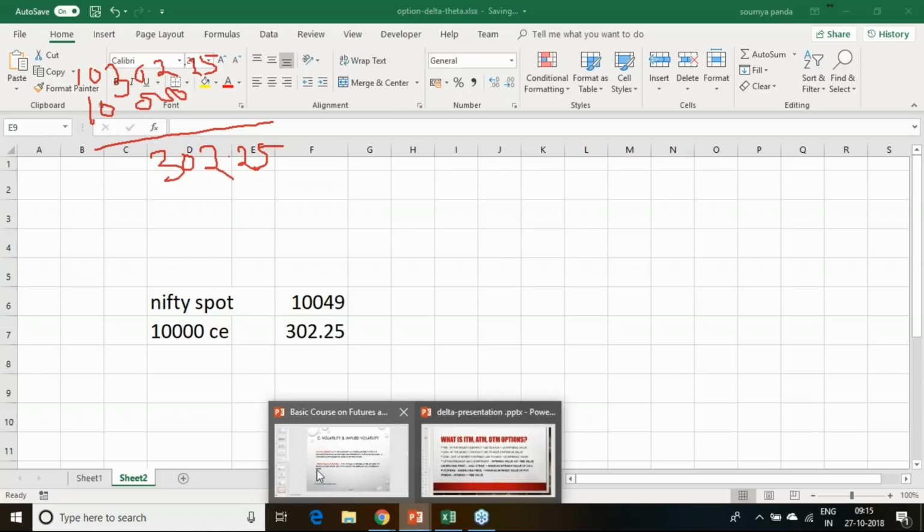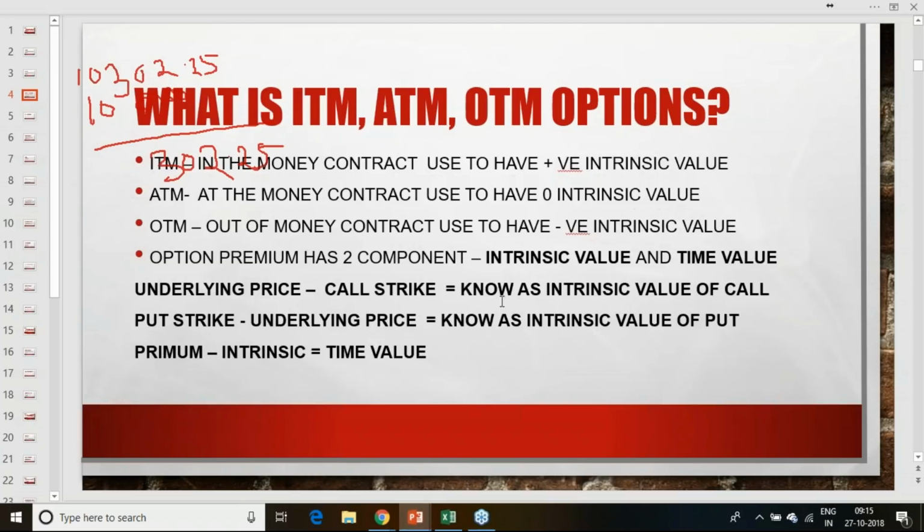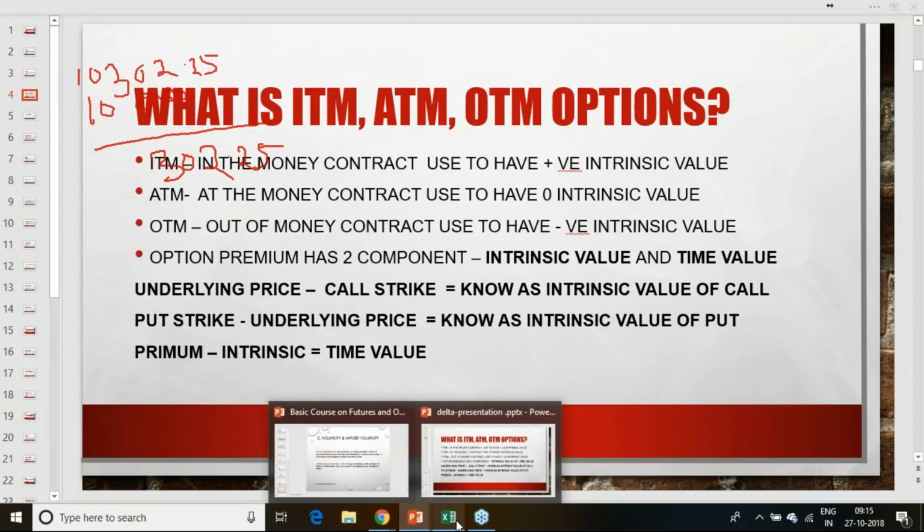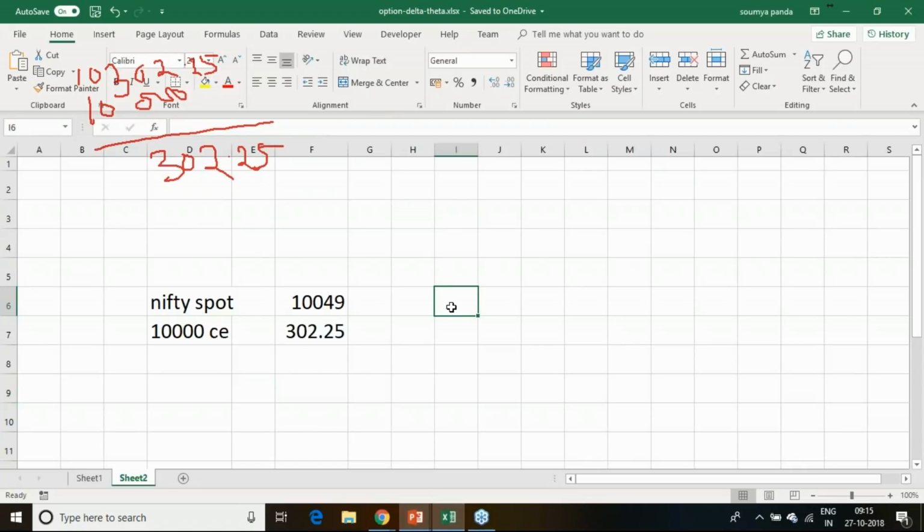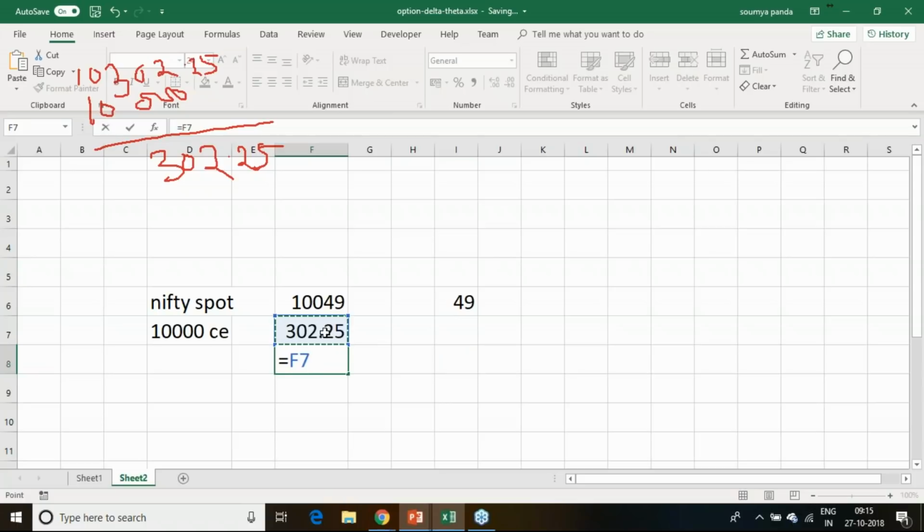Now, as per this formula, we have to calculate the intrinsic value: underlying price minus call strike. The underlying price is 10,049 minus the call strike of 10,000, so I have an intrinsic value of 49 rupees. So what is the time value? Here I have to take the premium minus the intrinsic value. This will give me the time value. So this is the time value and this is the intrinsic value for the 10,000 strike that you have found out.